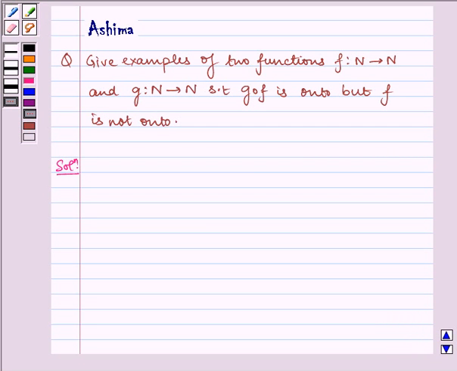Let us discuss the following problem today. Give examples of two functions f from N to N and g from N to N such that g of f is onto but f is not onto. Let us write the solution.